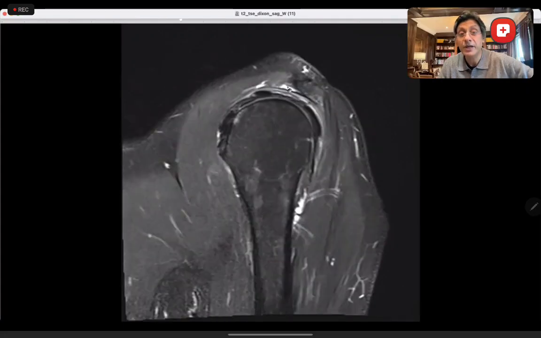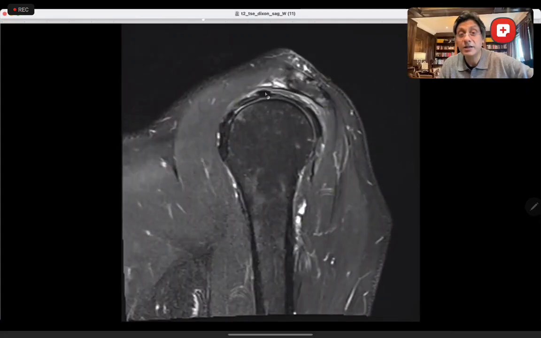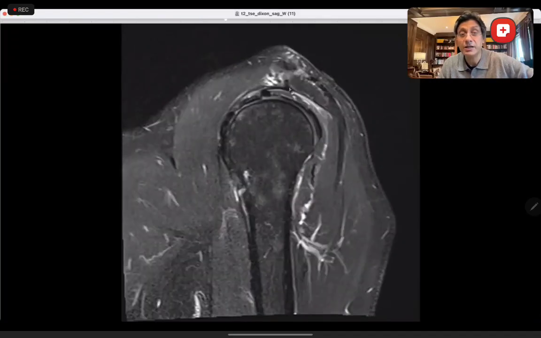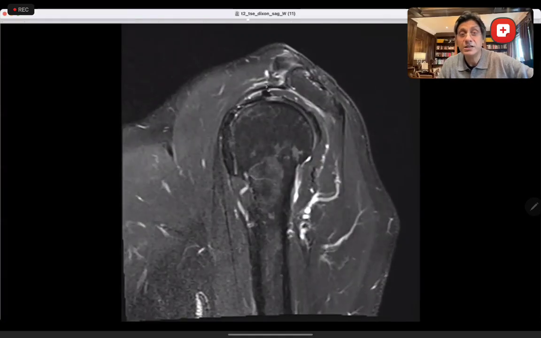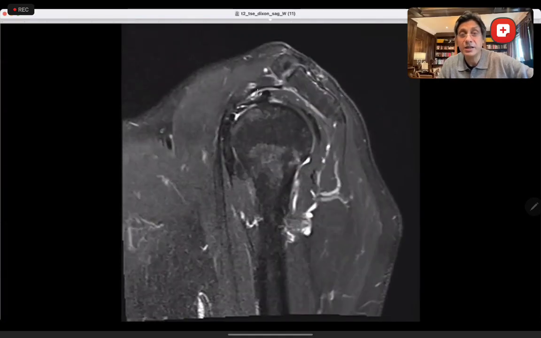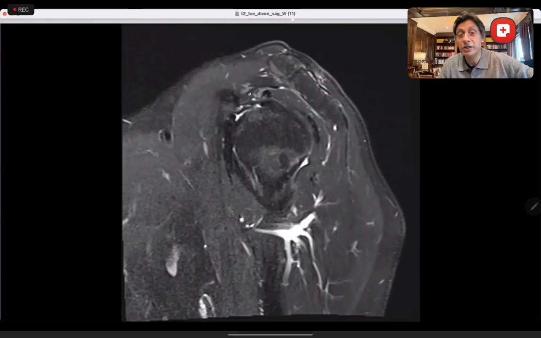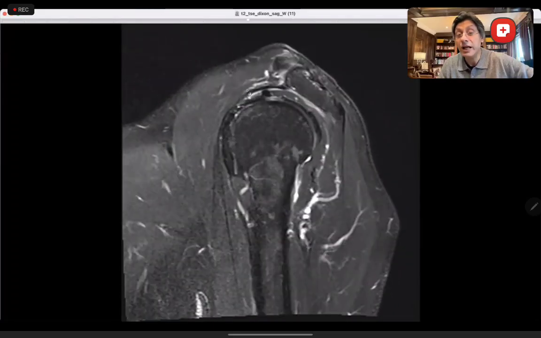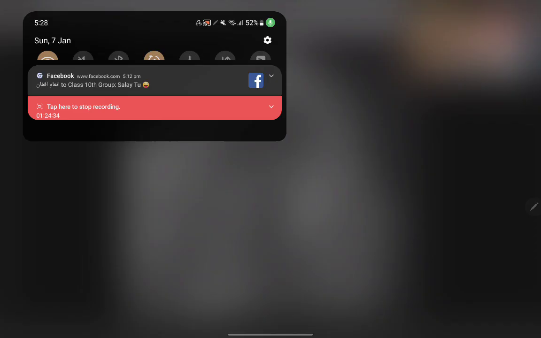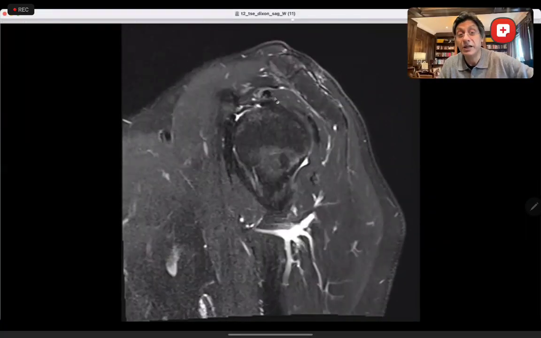Looks like fluid between the acromion and the tendon. This is the coracoacromial ligament, the black line. See there? See that? It looks a bit thickened here, so it may well be impinging. We already know he's got a laterally sloping acromion, so he may well have an impingement, because remember the previous patient that I showed you, you could barely see the black line. Here you can actually see the black line nicely, which means it's a bit thickened.